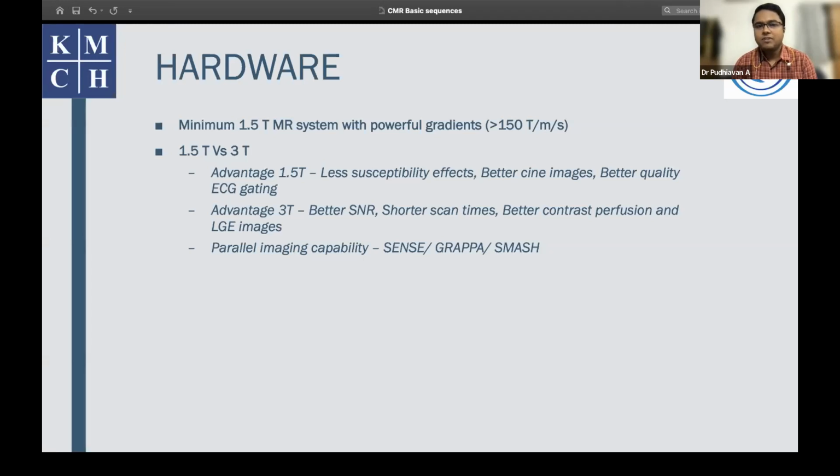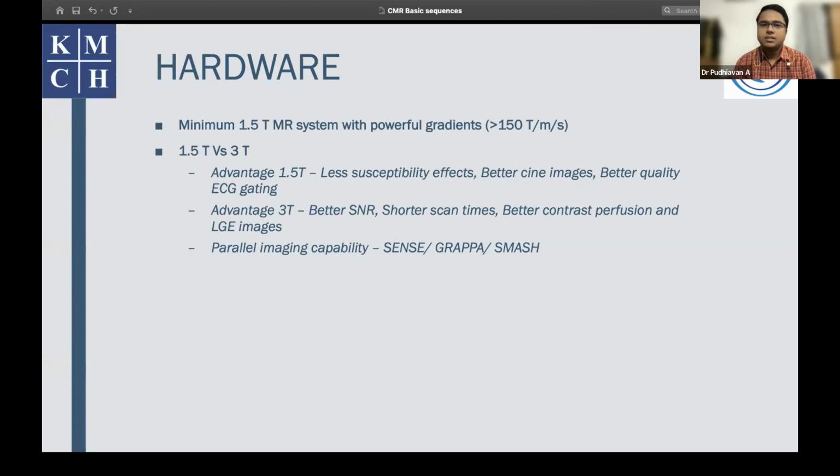The advantage of having a 1.5 Tesla system is that a 1.5 Tesla system has less susceptibility effects, less field inhomogeneities, so you get better quality cine images. And also because of the lesser field strength, the ECG quality that you get from inside the gantry is also better compared to a 3 Tesla system, where the higher field strength interferes with your ECG tracings.